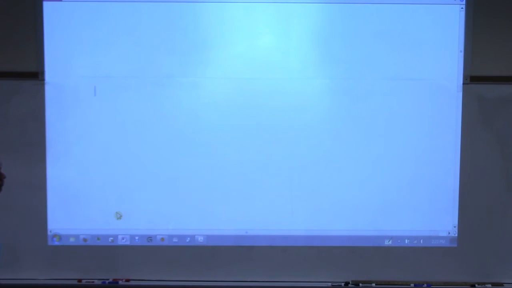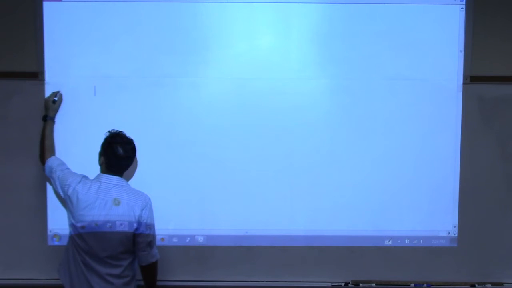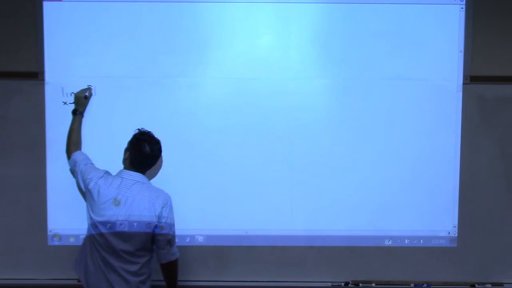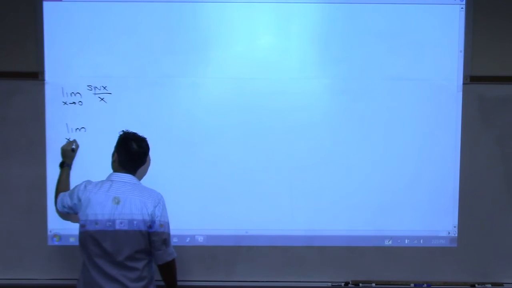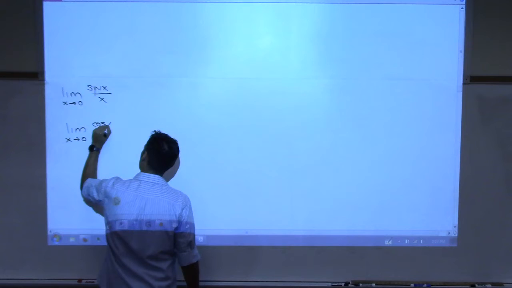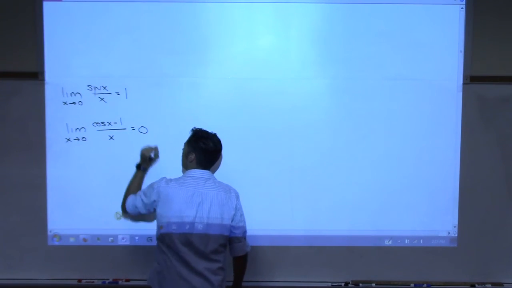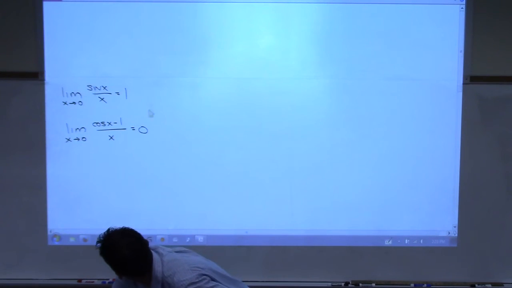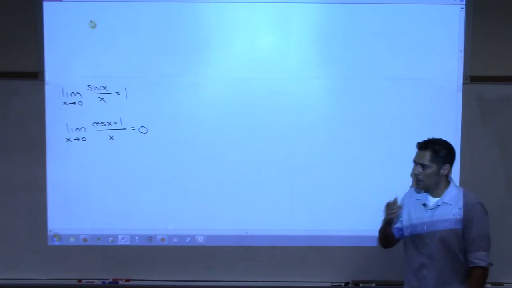So here we go. There were 2 limits that you need to know. I'm going to put them right here. Limit as x goes to 0 of sine x over x. The other one, limit as x goes to 0 of cosine x minus 1 over x. This one is equal to 1. This one is equal to 0. You need to know those.